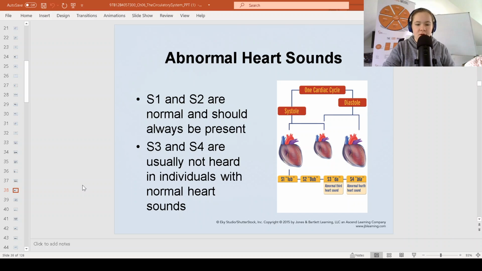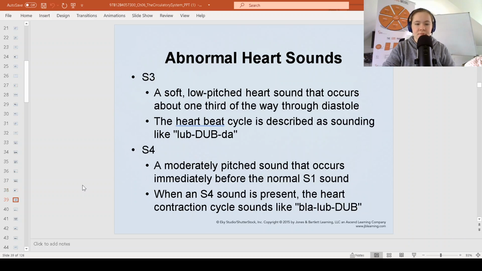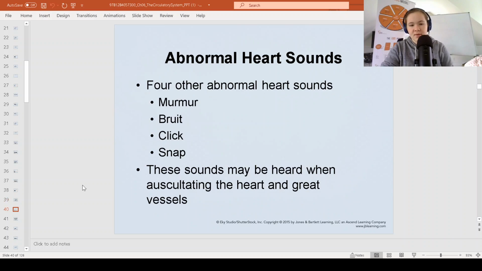Sounds 3 and 4 are usually not heard in individuals with normal heart sounds, which are da and blah. Those are abnormal heart sounds. A soft, low-pitched heart sound that occurs about one third of the way through diastole is the third sound. This heartbeat cycle sounds like lub, dub, da. The fourth sound is a moderately pitched sound that occurs immediately before the normal first sound. When a fourth sound is present, the heart contraction sounds like blah, lub, dub.